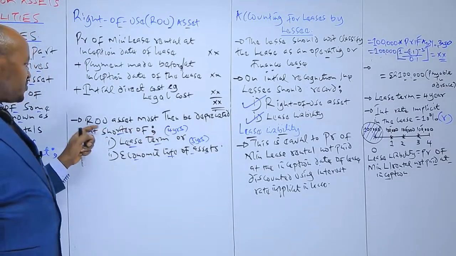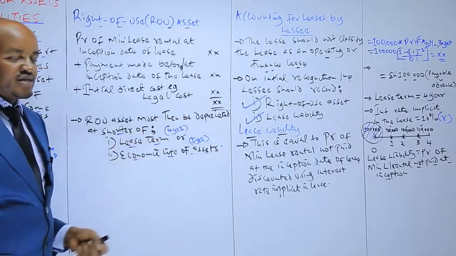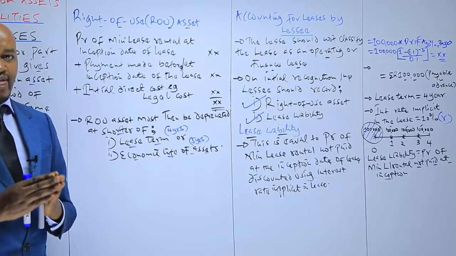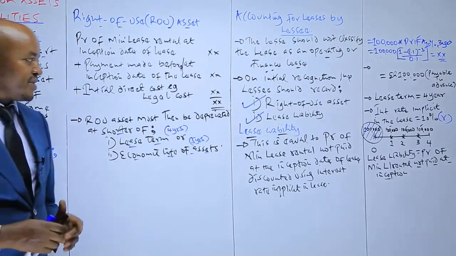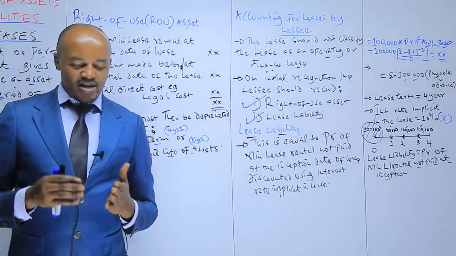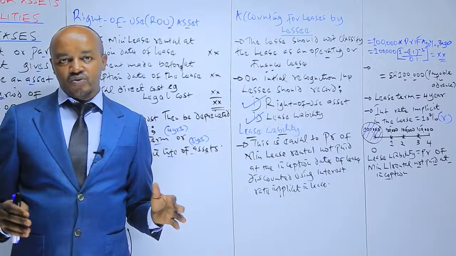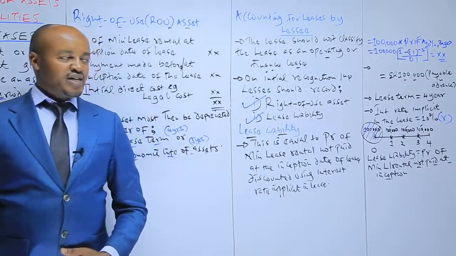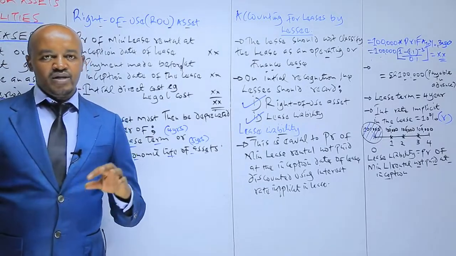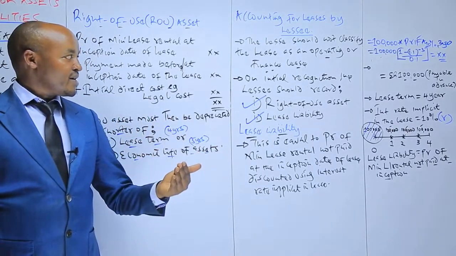So what you do, you take the value you have determined here, and then you divide that by 4 years. Whatever you get now is the depreciation per annum, which should be recognized by the lessee in the income statement as what? As an expense. So it is important to note that according to this standard, IFRS 16, it prohibits the lessee from classifying the lease as a finance or an operating lease.